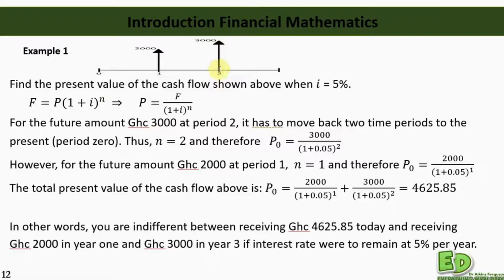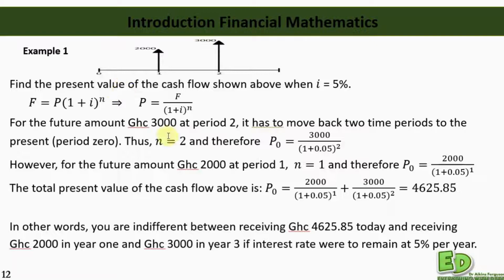So n is 2 in this formula. How many steps from year 2 to period 0? I'll move 1, 2. So n is 2. So you don't count it 1, 2, 3. You move 1, 2 steps to get to the present value of period 0.